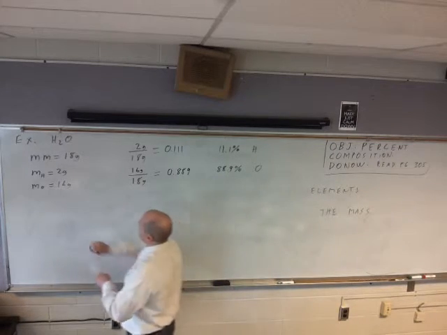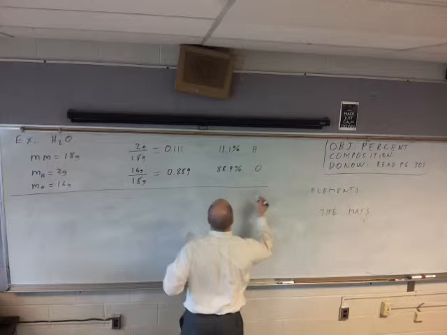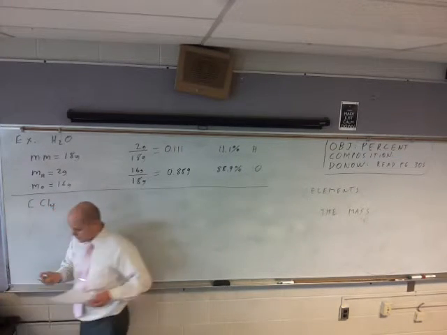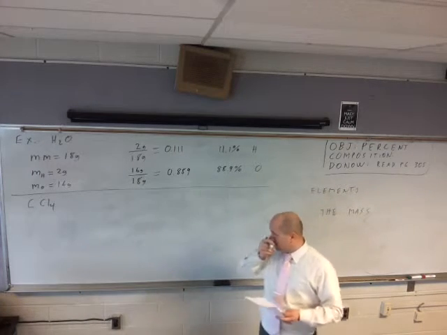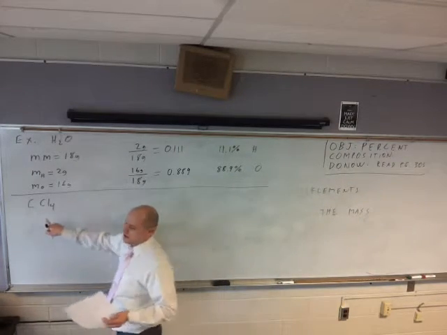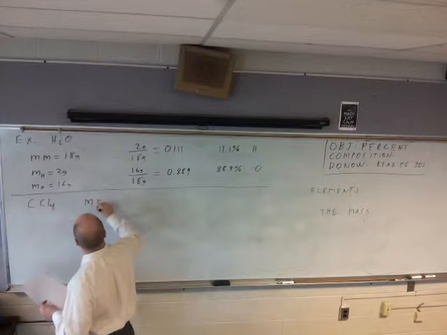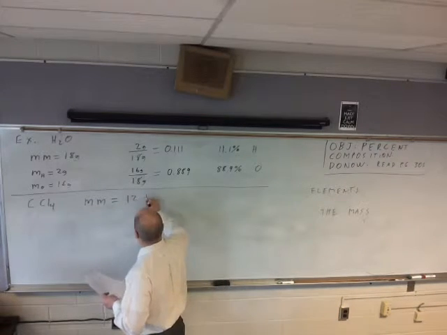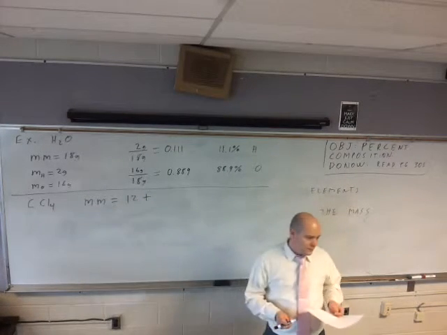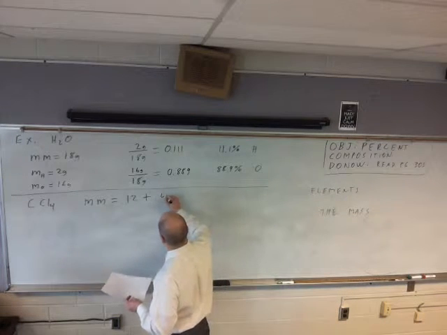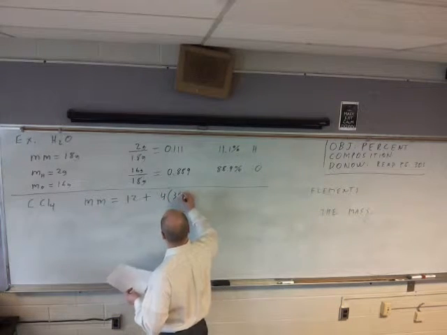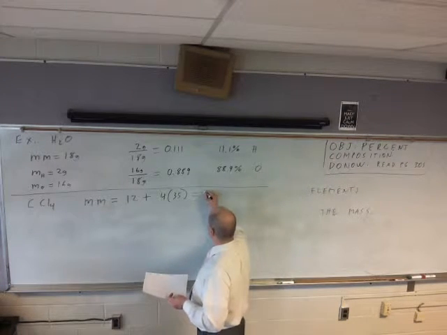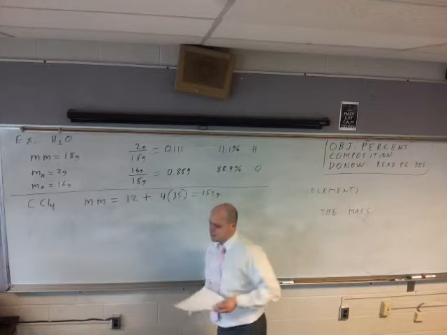All right, let's do carbon tetrachloride, CCl4. All right, so molar mass of carbon tetrachloride. What's carbon? 12. And chlorine? Yeah, so it's going to be 35 times 4, right? Yes, it is. 140, plus 12, 152. So 152 grams, that's our molar mass.